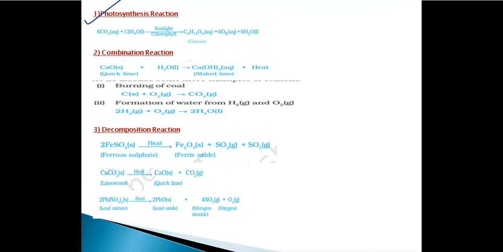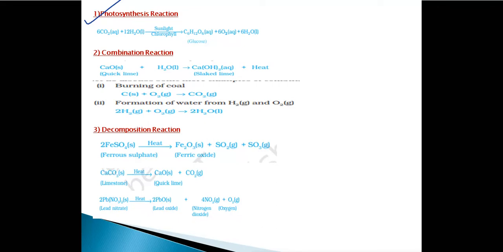So you know that in photosynthesis the plant makes its own food using carbon dioxide, water, sunlight and chlorophyll, and they make glucose as their food. Along with that they release oxygen and a small amount of water also. So this is the reaction for photosynthesis. This reaction is the balanced one. So whenever you write the reaction in the exam, you have to write a balanced reaction.